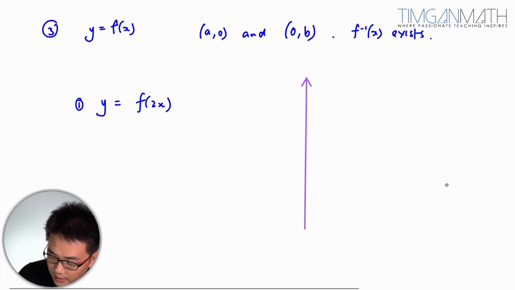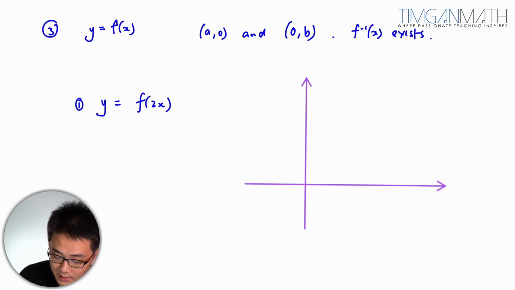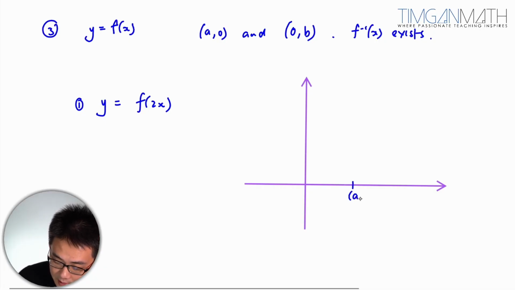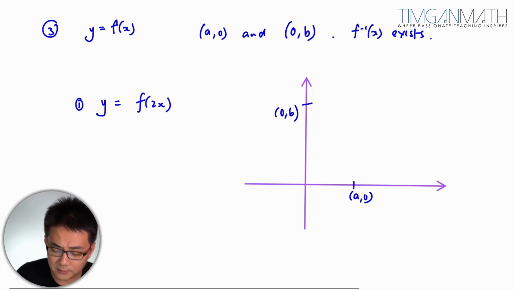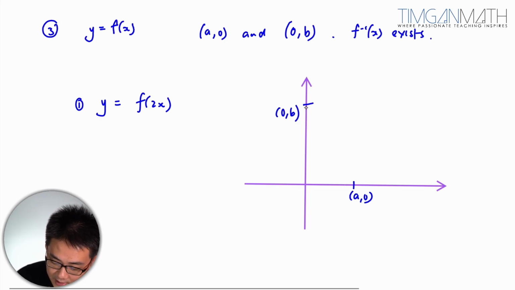So if we have got the f(x) curve, and one-to-one exists, and it cuts at (a, 0), which is here, and (0, b), let's say here. It doesn't matter. It should just be any kind of curve. And because f inverse exists, we can just draw something like that. Now it's better to just draw a curve here.